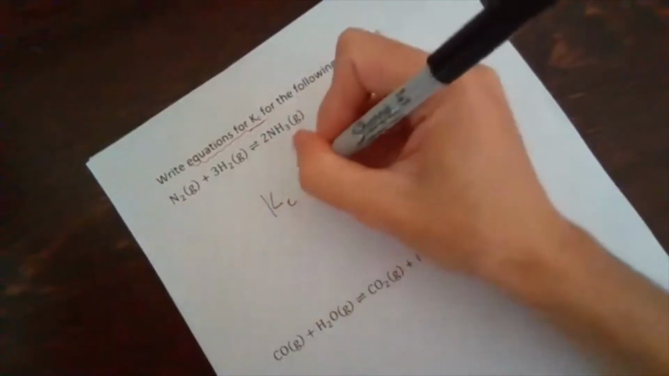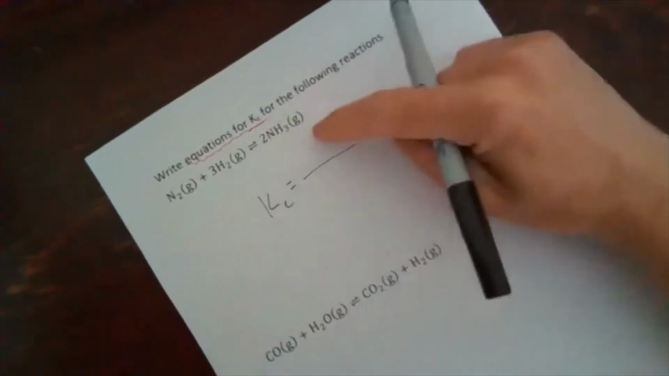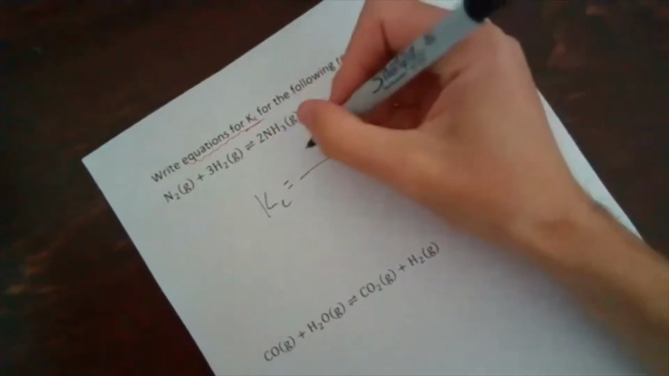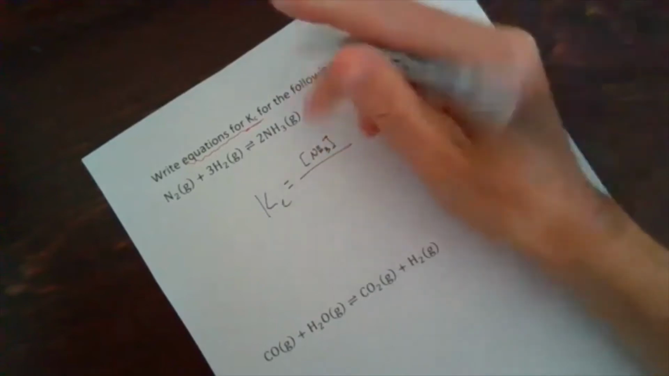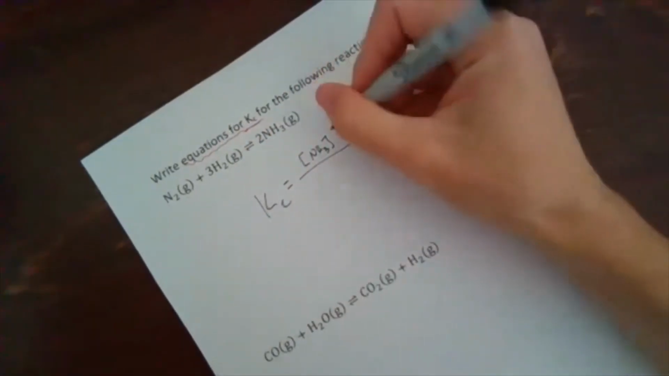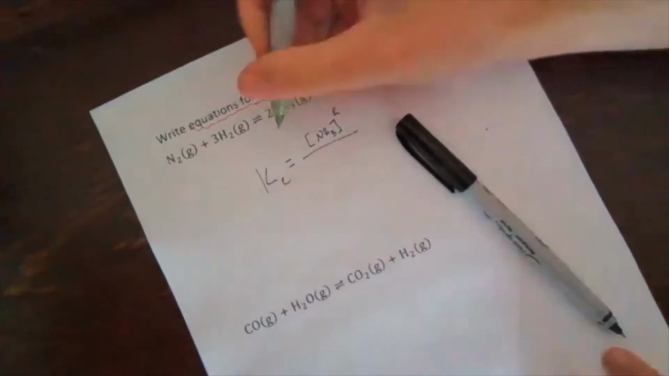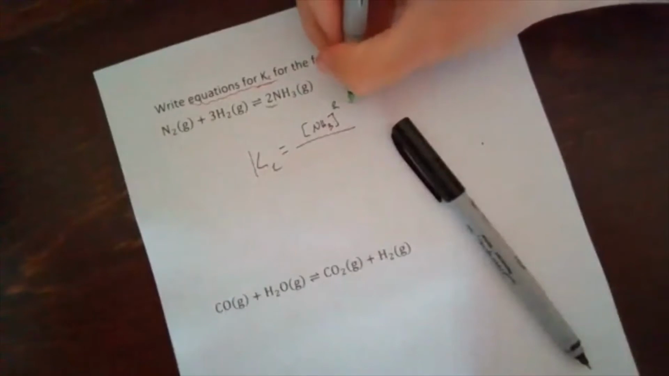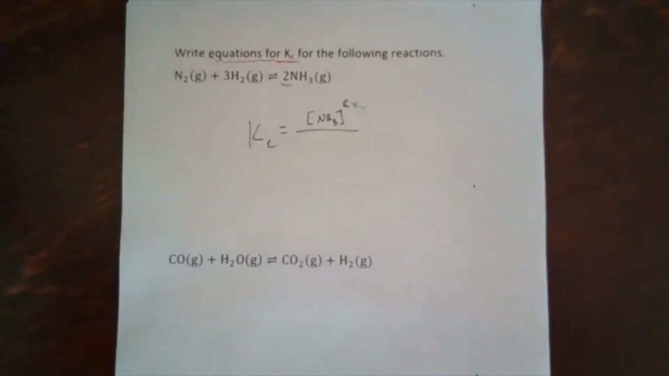And so Kc is always going to have a ratio form. So Kc is going to be equal to, and what we're going to do is the top is going to be the concentration of products, in molarity. I'm going to use my square brackets. I only have one product, NH3, so that shows up right there. And then the coefficient becomes the exponent. So this 2 becomes the exponent on the NH3 because it's a 2 in the balanced equation.